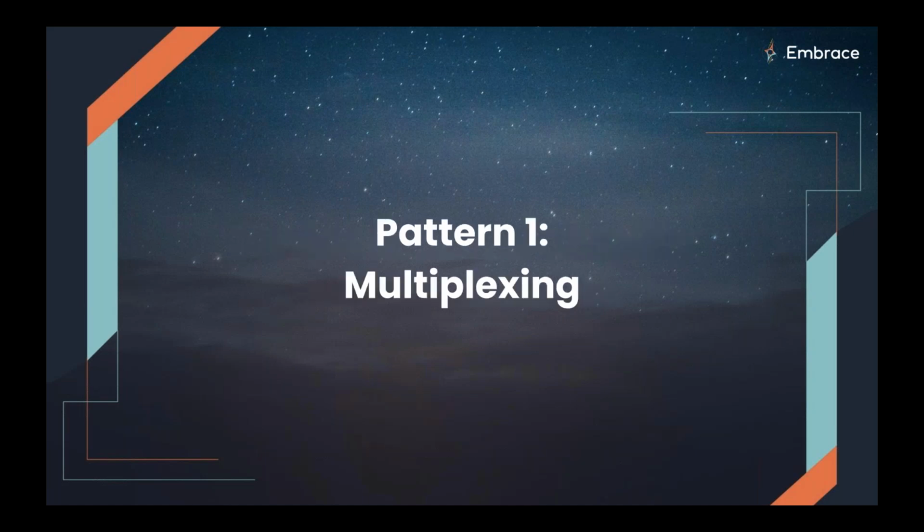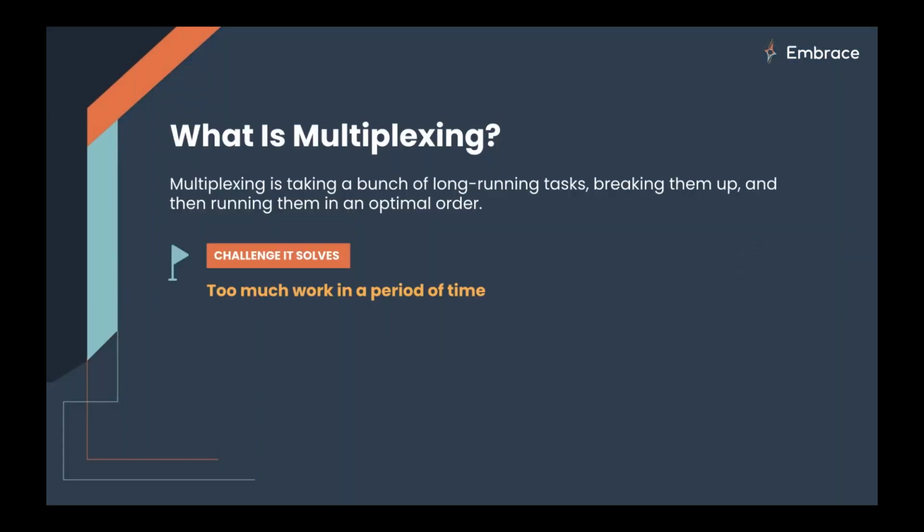So now that we understand all that, let's dig into the first pattern. I call this multiplexing. Multiplexing is taking a bunch of long-running tasks, breaking them up, and then running them in an optimal order. And if you remember, the problem we're trying to solve by doing this is we have too much work to do in a fixed period of time.